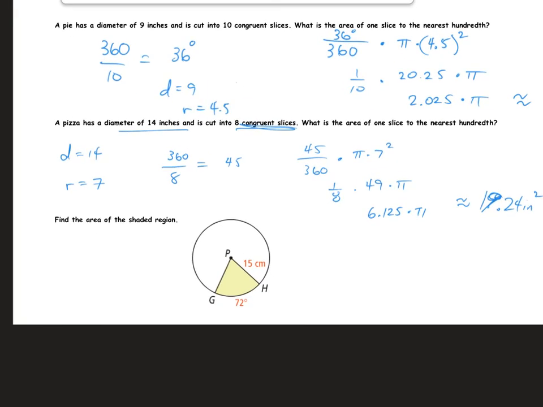Lastly, looking down here, what do I see? I have 72 degrees for this arc, so the central angle is 72 degrees. So 72 out of 360. I'm going to multiply that by 15 squared times pi. 72 out of 360 is 1/5 times 225 times pi. So take 225, divide that by 5. I get 45 pi. And 45 pi on my calculator is about 141.37 centimeters squared.